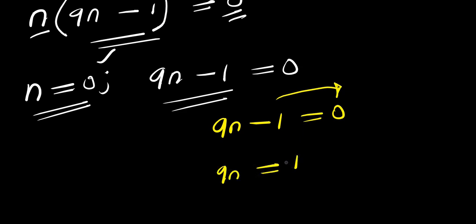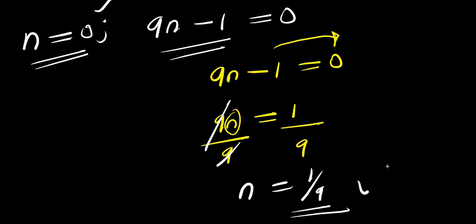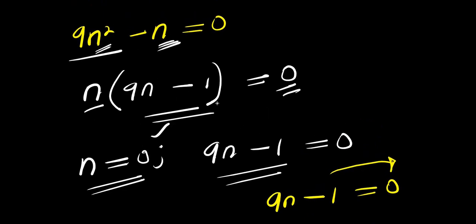That's positive 1. You divide each part of this equation by 9 in order to isolate this n. Divide this by 9. Divide this by 9. So from here, 9 eliminates 9. You have n equals 1 over 9. So we have another solution, and we also have one solution here. So this is one way of solving this.